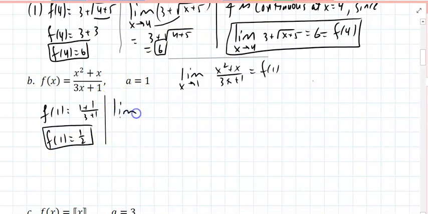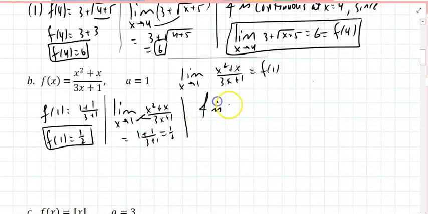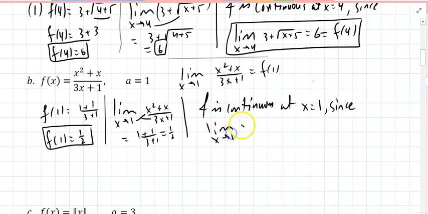Now I take the limit as x approaches 1 of x squared plus x over 3x plus 1. But this is a rational function, so I could apply the shortcut. That will be 1 plus 1 over 3 plus 1, which is 1/2. So the limit equals 1/2. So my conclusion is that f is continuous at x equals 1, since the limit as x approaches 1 of x squared plus x over 3x plus 1 equals 1/2, which is f of 1.